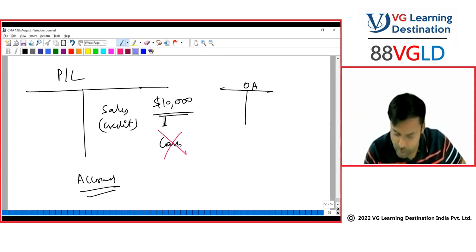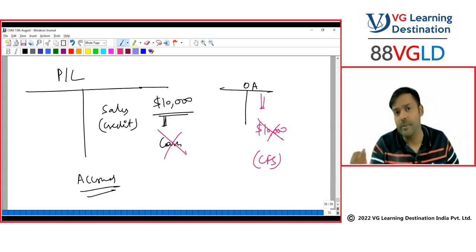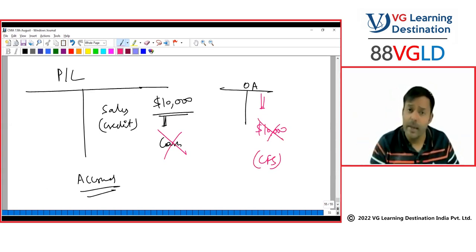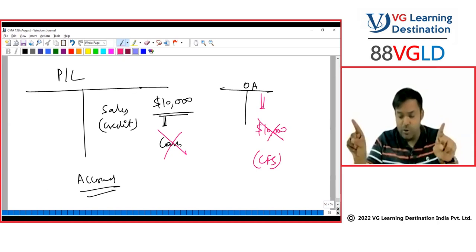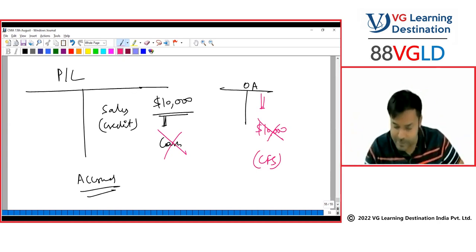Correct. It is not going to come. This $10,000 is not going to come under the cash flow statement, because in the cash flow statement we only consider pure cash items. When it is not coming, obviously the P&L and this are not going to match. I hope it is clear.